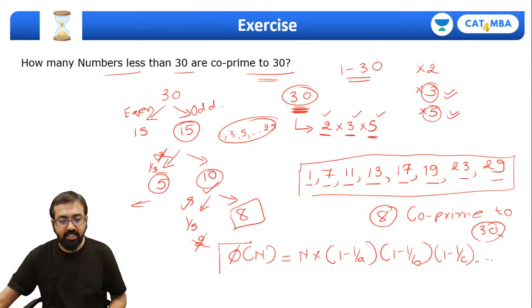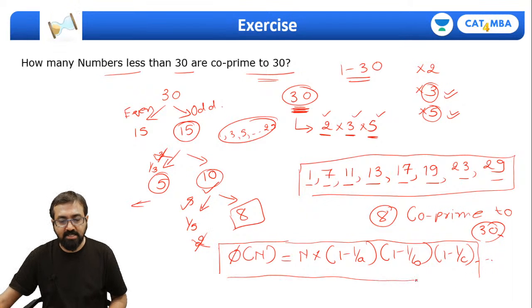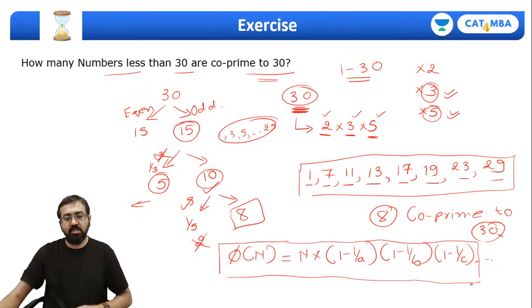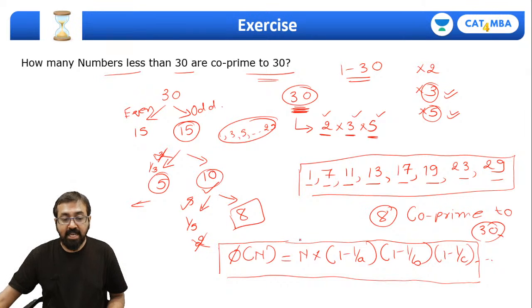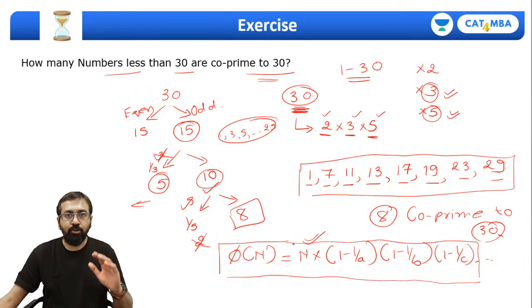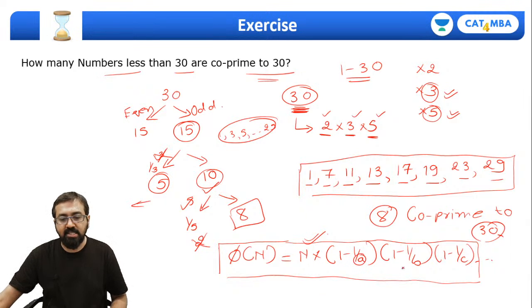So phi of n indicates the number of coprimes less than n. Number of coprimes less than n. So this is this formula. We will get into this formula afterwards. So if you want, you can just note down this thing and you can try to understand what these a, b, c are. A, b, c are the prime factors of n. So here if I take n as 30, the prime factors are 2, 3, 5. So my a will be 2, b will be 3 and c will be 5, right?